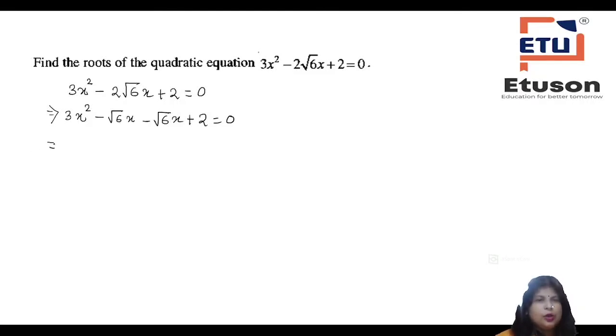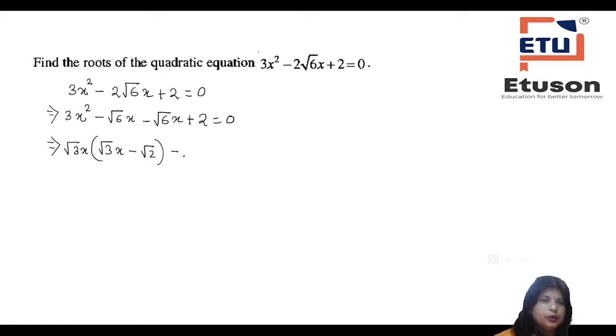So now what can I take as common factor? I will take root 3x common here. If you take root 3x common from 3x square, you will be left with root 3x minus root 2. Correct, because root 3 into root 2 is root 6. Okay, so root 2 minus, here you take again root 2 common.